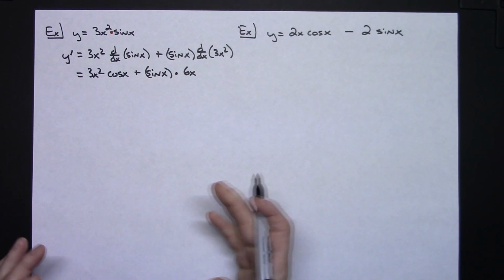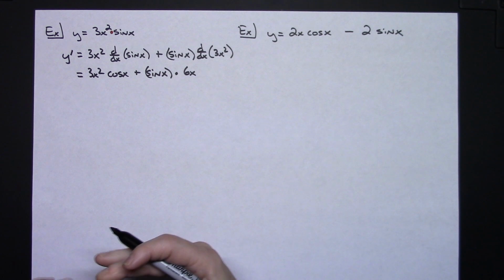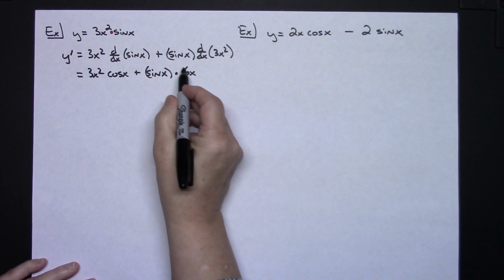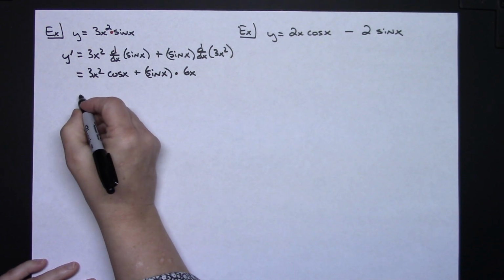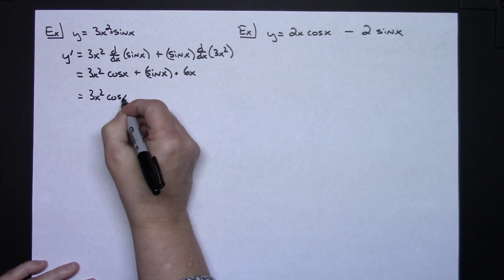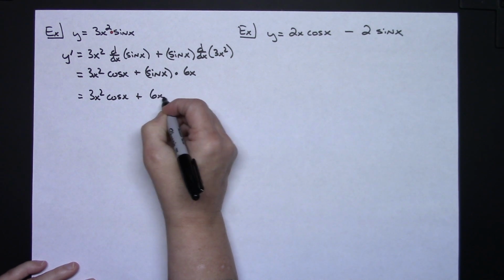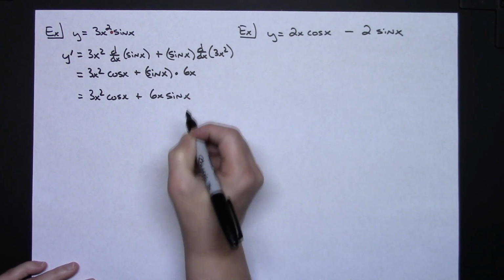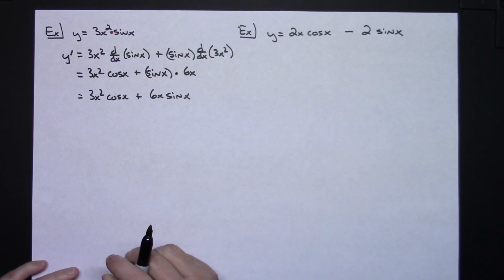From here, the rest of the way down, I'm just going to do some cleaning up. This 6x really needs to show up in front of that sine x, so I'm going to have a 3x squared cosine x plus a 6x sine x. Now technically there is absolutely nothing wrong with that answer.